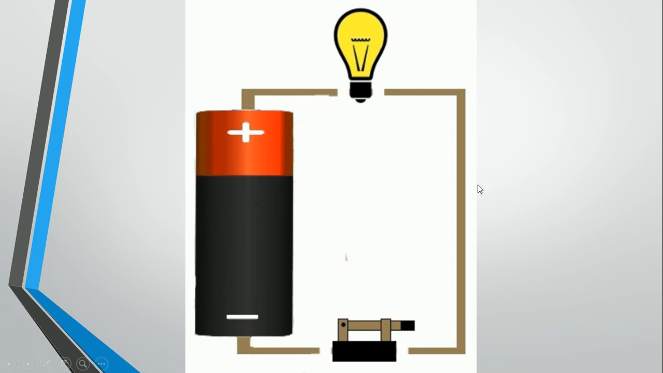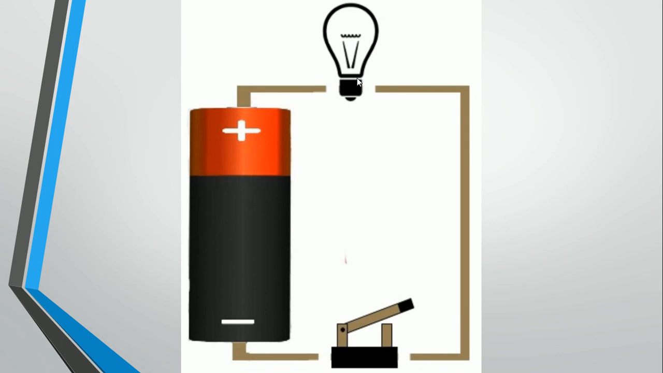So for example, we have this switch and this is the light. This is the so-called load, because these are the components between the source and the return. As we can see, because the switch is closed, of course the light is on. And of course, when the switch is off, the light goes off.